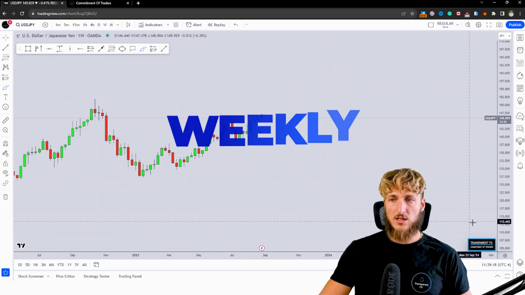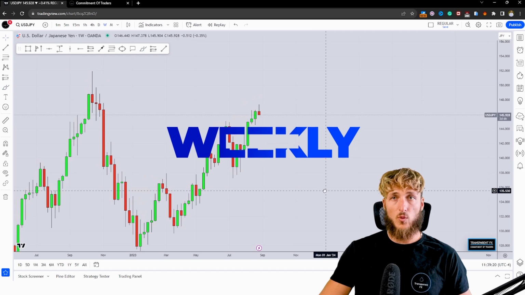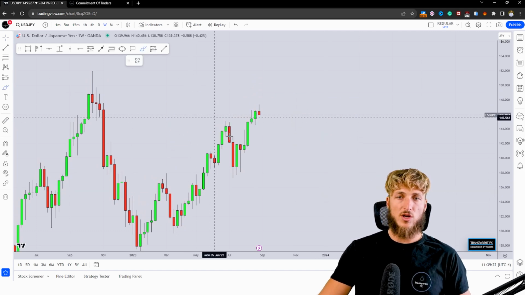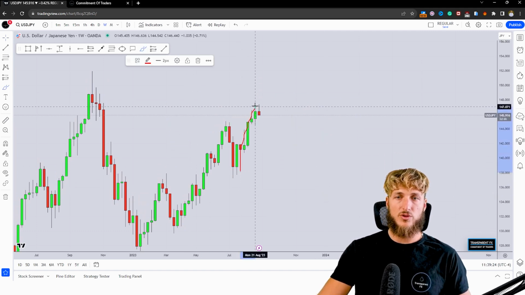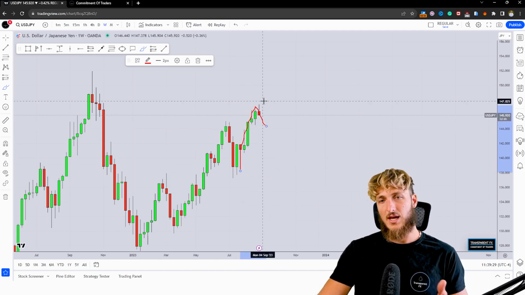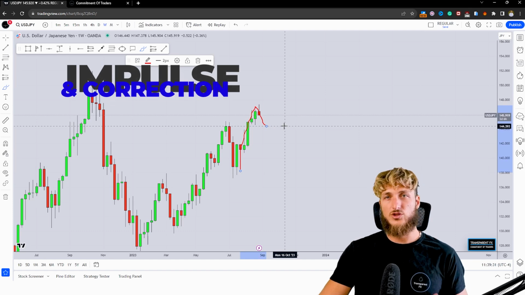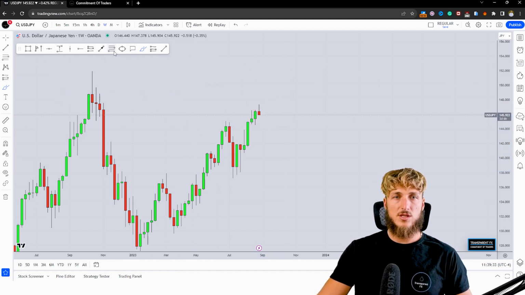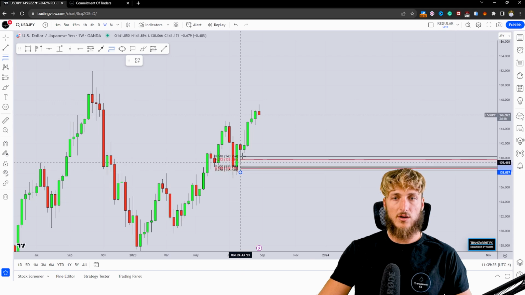Dropping down on the weekly time frame, what do we see? Now, from a weekly standpoint, we can notice how the market has just created a very strong impulse to the upside, followed by the start of this correction. Generally speaking, after an impulse, if you want to measure the correction, what you have to do is take your Fibonacci from the low to the high of the impulse leg.